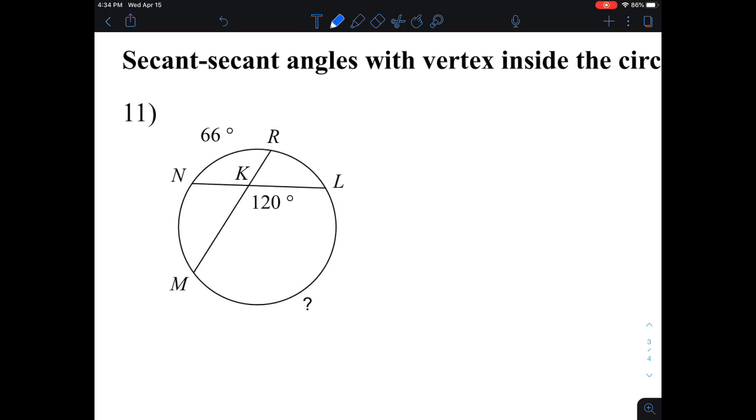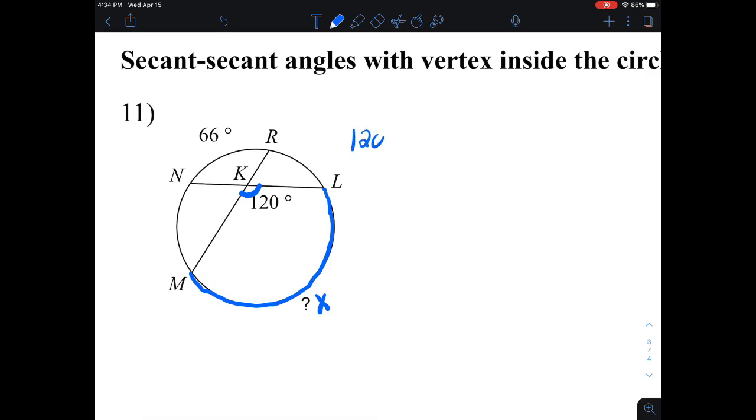Now let's look at secant-secant angles where the vertex lies on the inside. We're trying to find the measure of what's indicated, which in this case is the arc that goes from M to L. That's what we're trying to find. I'm going to call that X here. According to our formula, the angle formed on the inside is going to equal 1/2 times the sum of the arcs. So 120 is equal to 1/2 times 66 degrees plus X degrees.